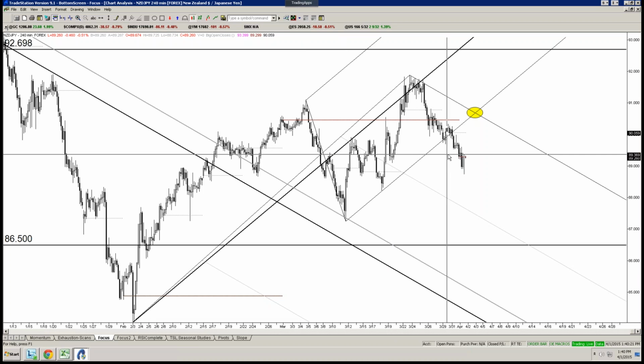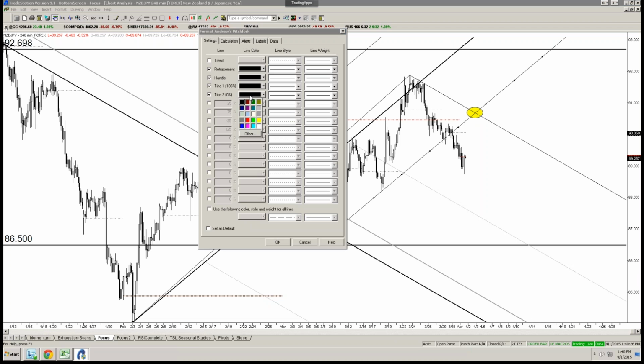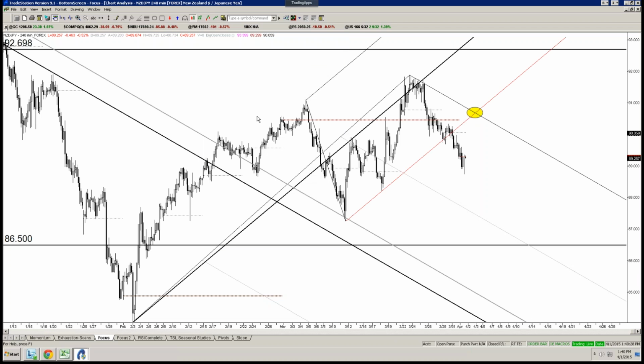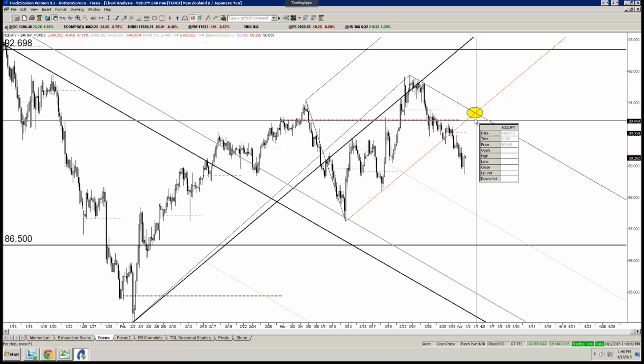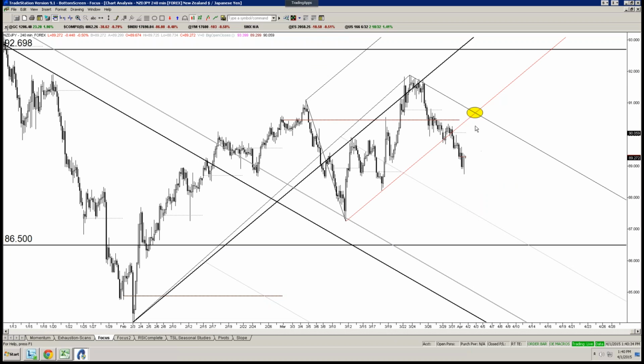We just broke that. So this old support right here, you want to look for that to become resistance. Obviously, if you get a confluence, there's nothing better than that, right? So we'd be looking for potential resistance in Kiwi yen up there.